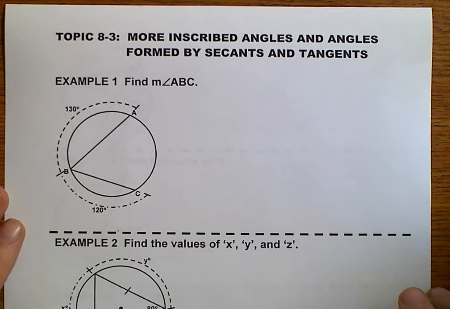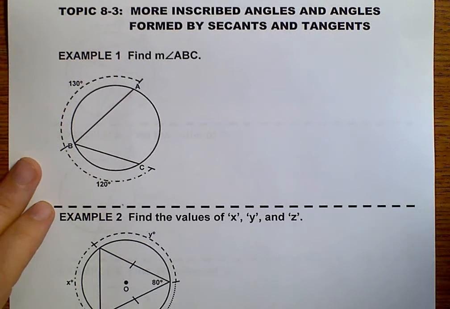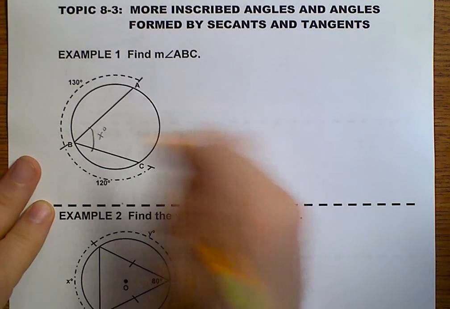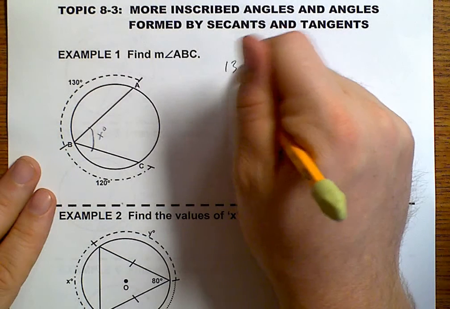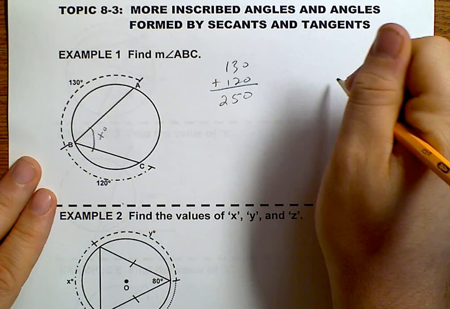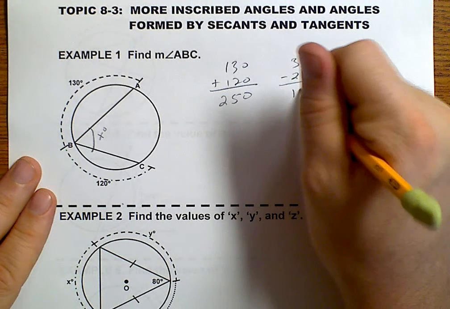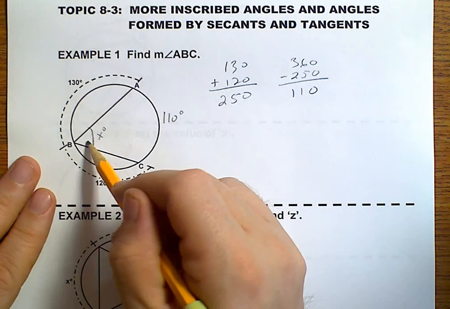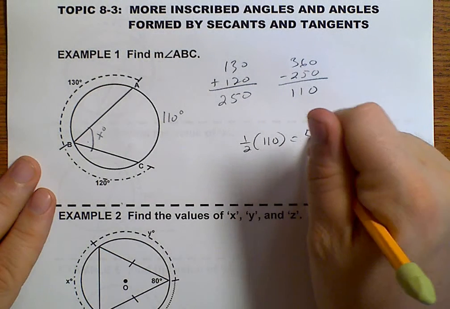So, here we've got example number 1. All of these are review. We're just going to go over them. We want to find the measure of angle ABC. Well, I know that there are 360 degrees in a circle, so I'm going to take 130 plus 120, which gives me 250. Then 360 minus 250 gives me 110. So that is 110 degrees. Well, because this is on the circle, it is 1/2 of 110, which is 55 degrees.